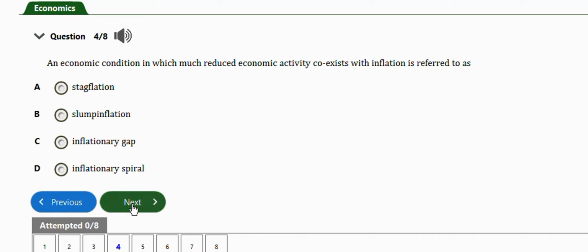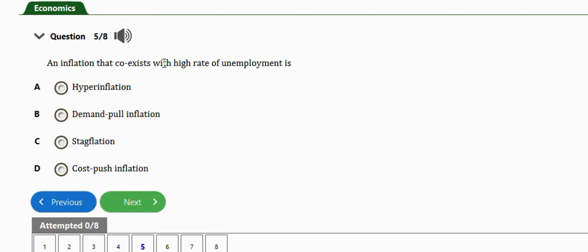Next question is this one. It says an inflation that coexists with high rates of unemployment is, we have option A, hyperinflation, demand pull inflation, stagflation, cost push inflation. The right answer is option C, which is stagflation. Very important, guys. Take note of this question as well.